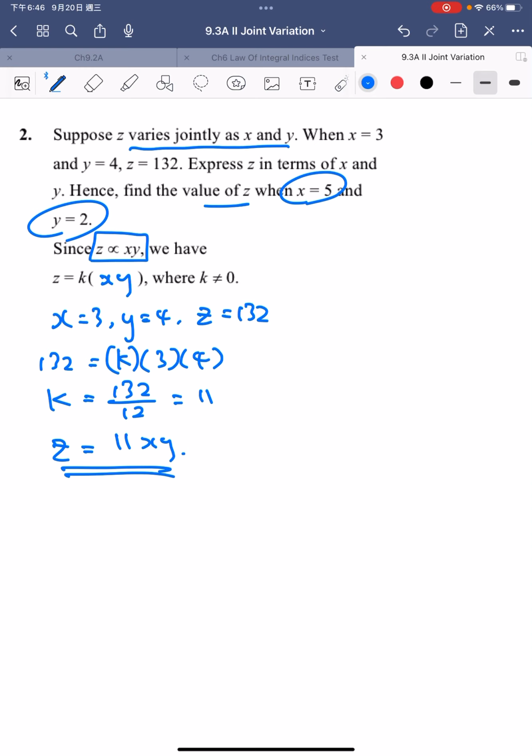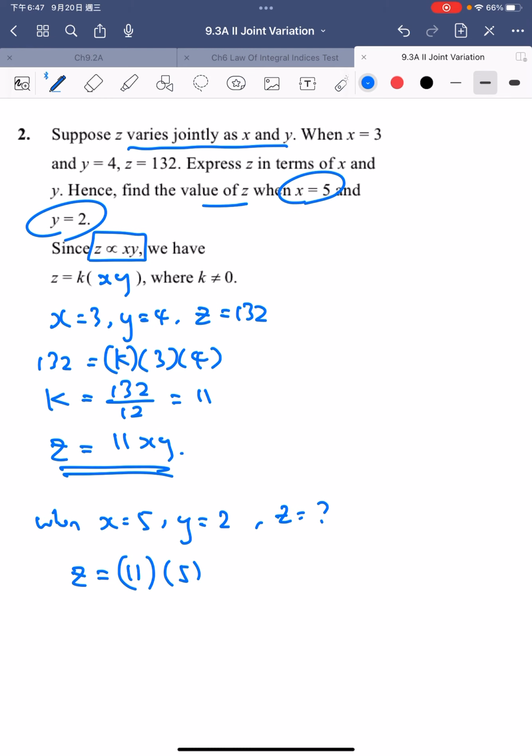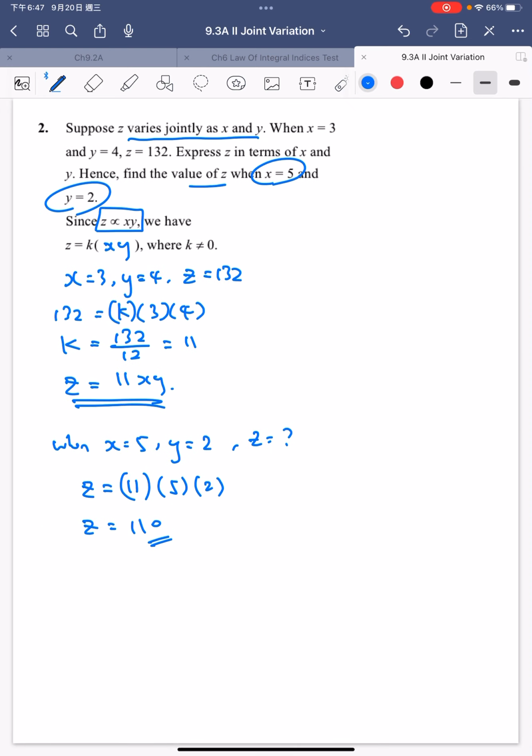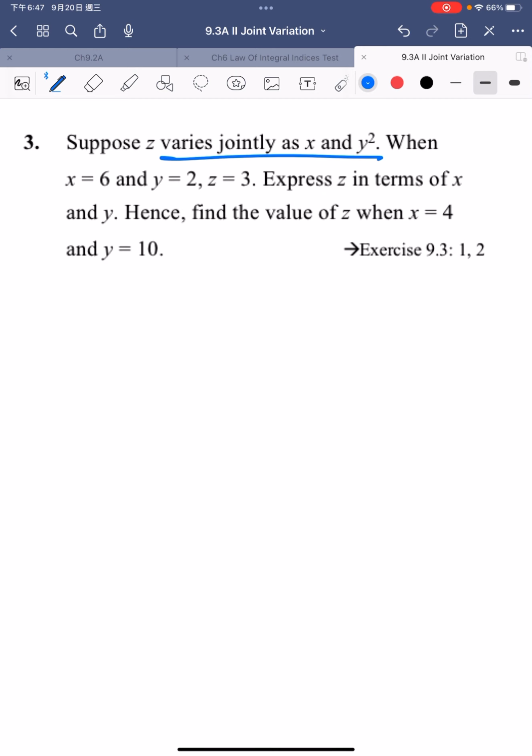So the question is asking, when x is equal to 5 and y is equal to 2, what's the value of z? Then we can substitute the x value and the y value into our equation. Then we have z is equal to 11 times 5 times 2, so the answer is equal to 110.